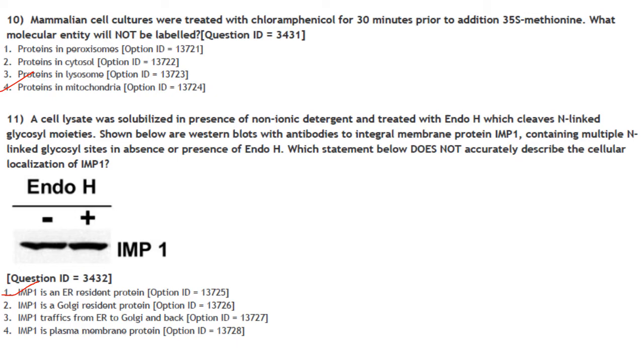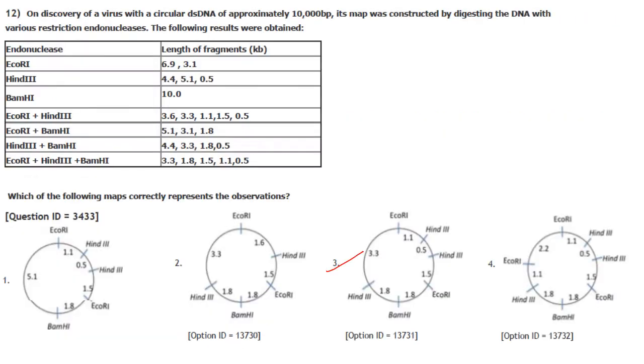So the statement that does not accurately describe the cellular localization of IMP1 is that IMP1 is an endoplasmic reticulum resident protein. The other option, that IMP1 is a Golgi resident protein, yes, it can be. IMP1 traffics from the endoplasmic reticulum to Golgi and back. Yes, IMP1 is a plasma membrane protein, that is also correct. But option 1 is not correct, and that is your answer.